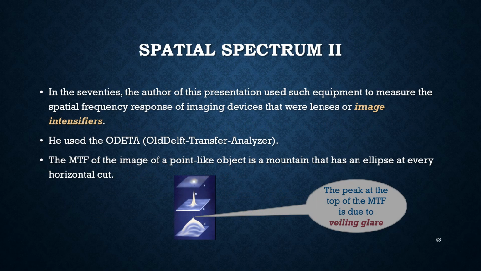In the 70s, the author of this presentation used such equipment to measure the spatial frequency response of imaging devices that were lenses or image intensifiers. He used the old ELF transfer analyzer. The MTF of a point-like object is a mountain that has an ellipse at every horizontal cut. The peak at the top of the MTF is due to veiling glare.